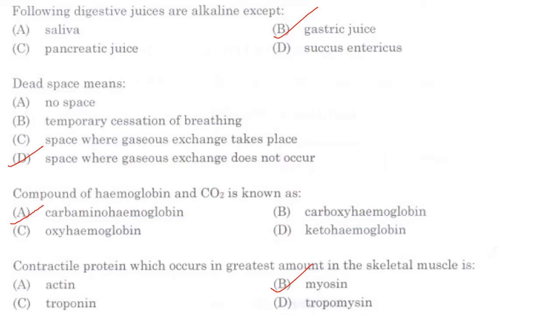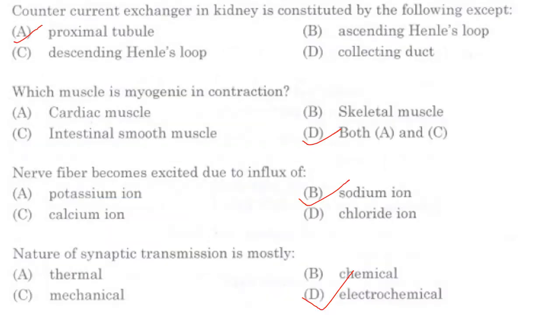Compound of hemoglobin and carbon dioxide is known as carbaminohemoglobin. Answer is option A. Then next one. Contractile protein which occurs in greatest amount in the skeletal muscle is myosin. Answer is option B. All these are direct questions.